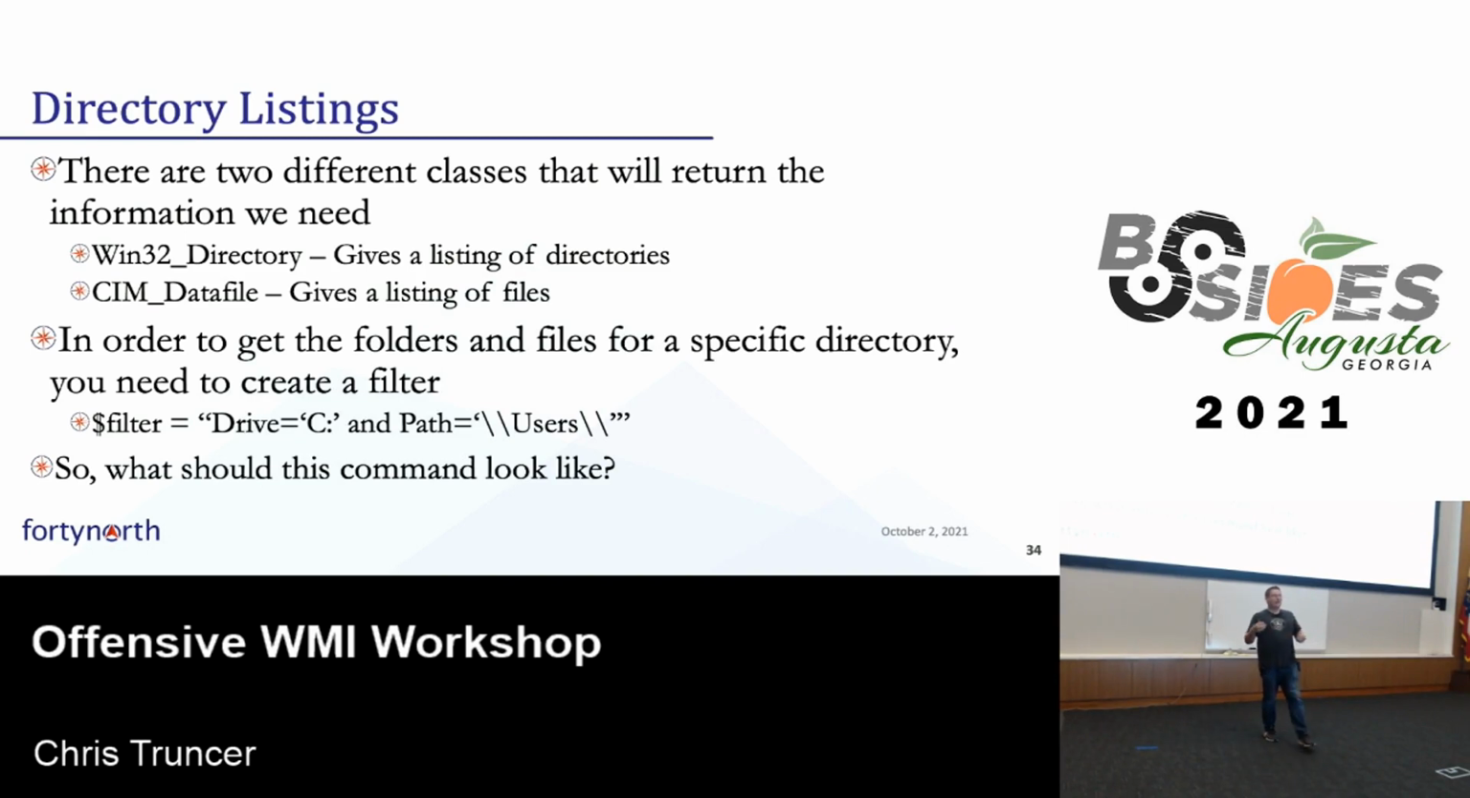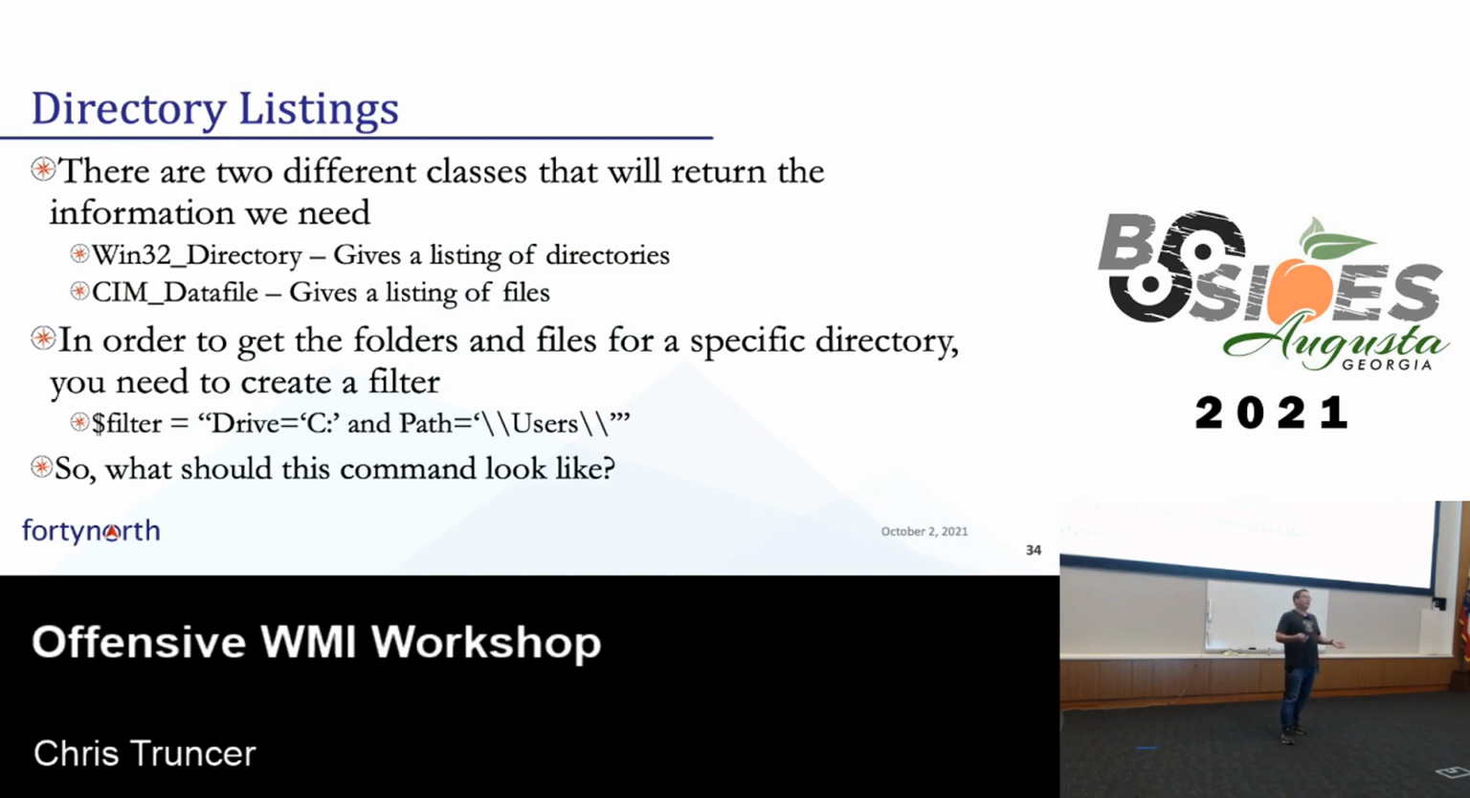So if we want to get folders or files for a specific directory, what we need to do is create a filter. What that filter is going to do is instruct PowerShell, or the system really, on where you want to get your directory listing or file listing from, what location on disk, what drive. So our code is going to look something similar to this, where we're just creating a variable called filter. We're specifying, hey, I want to look at the C drive. In this case, I just want to look at the C:\Users directory. Give me everything that's within that directory.